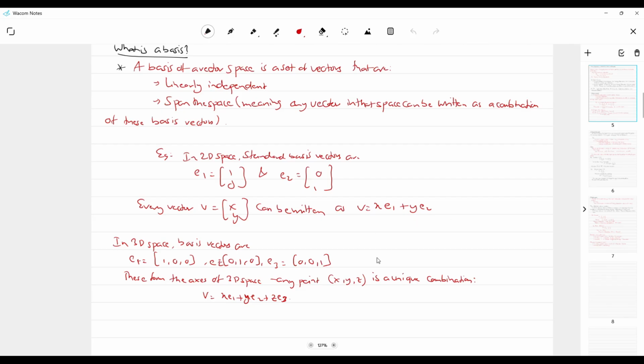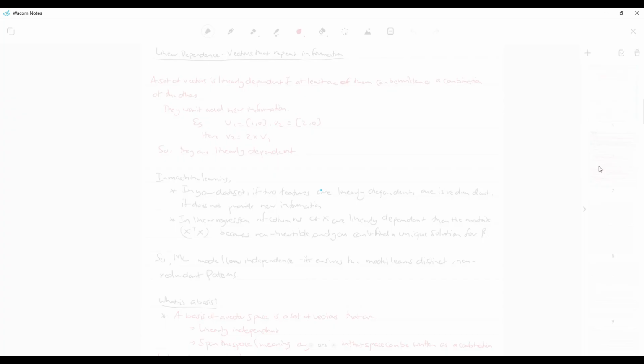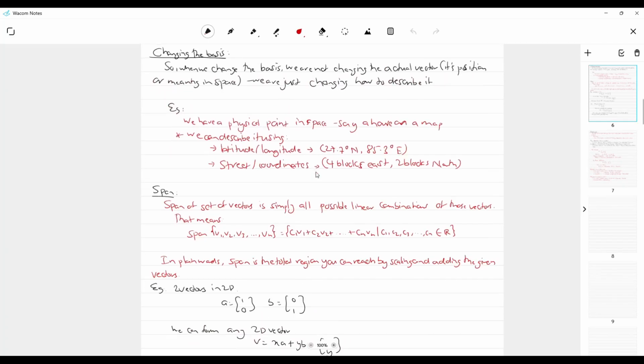We can also change the basis. A space can have different bases. For example, in 2D, b1 equals (1, 1) and b2 equals (1, -1). These are also independent and span the plane. Changing the basis changes how we describe vectors, but not the space itself. In ML, this is used in PCA to find a new basis that represents data more efficiently.